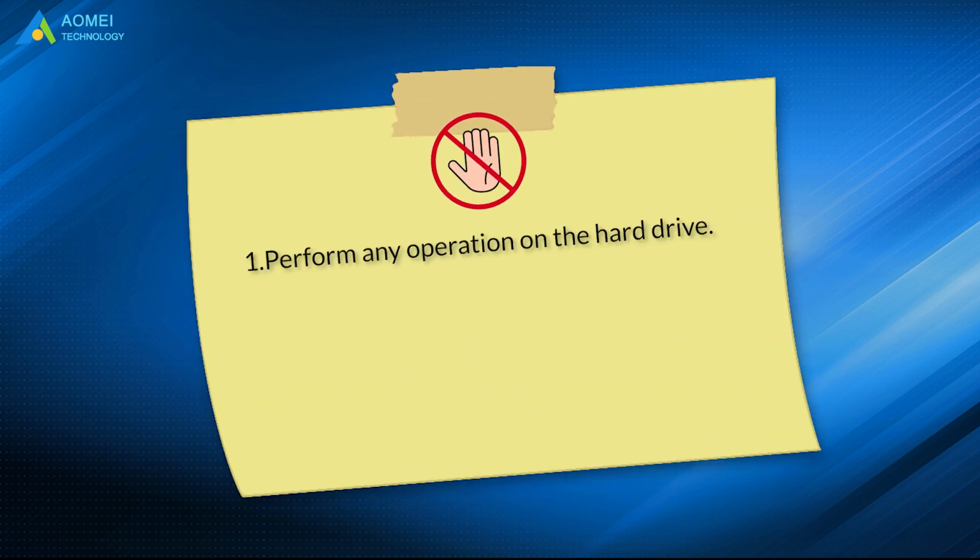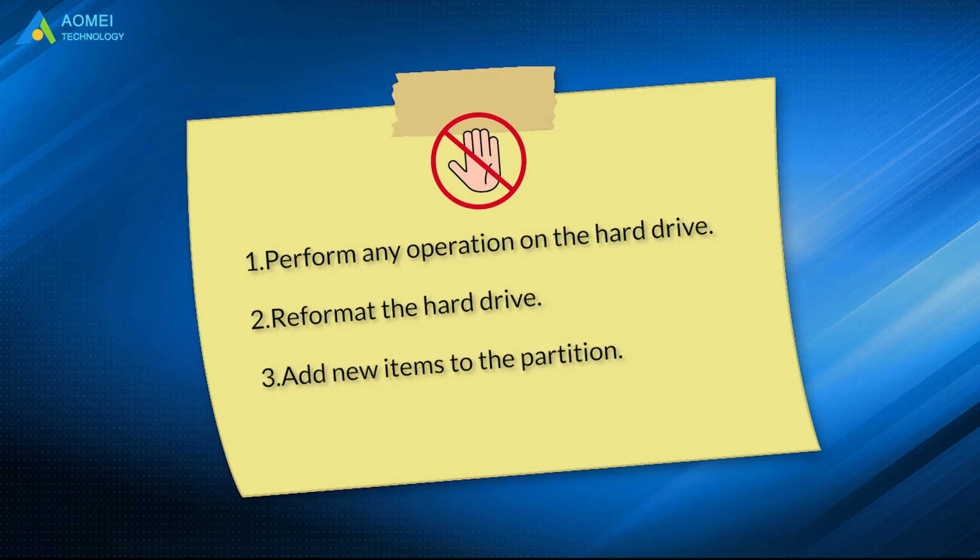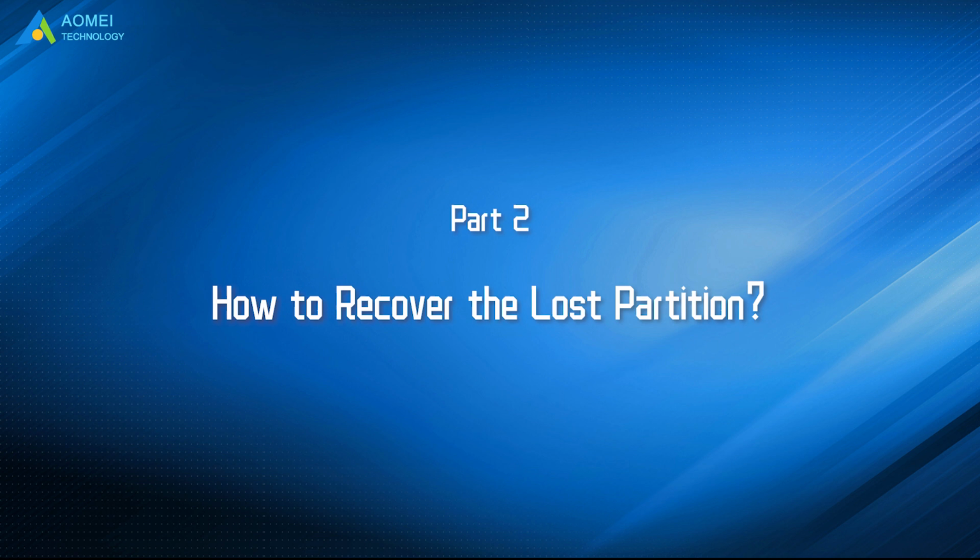Number 1. Do not perform any operation on the hard drive. Number 2. Do not reformat the hard drive. Number 3. Do not add new items to the partition. Number 4. Do not rebuild the partition table. Now let's see how to recover your lost partition.